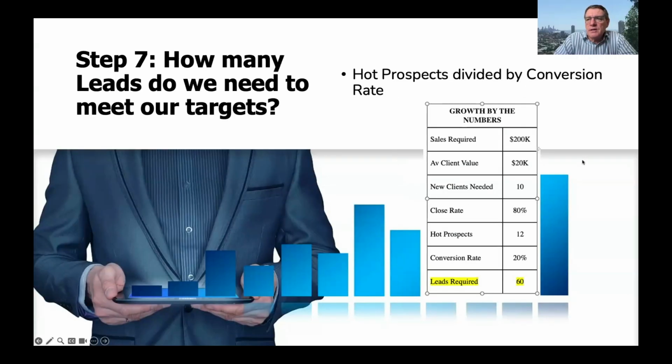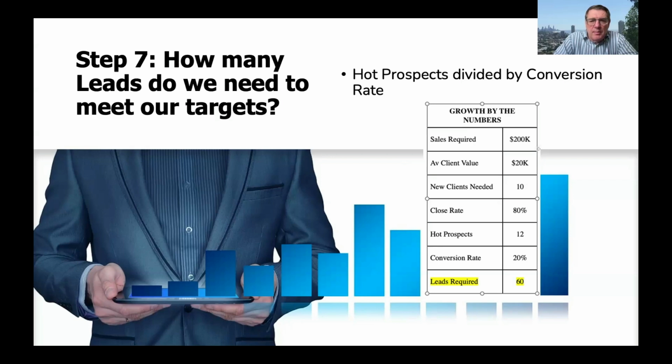All right, and the last one is then just to divide those out so you get to the number of leads that you think you should have. Yep. So if your conversion rate is 20%, then you're going to need 5 times the amount of prospects as leads. So you might need to get to 60.